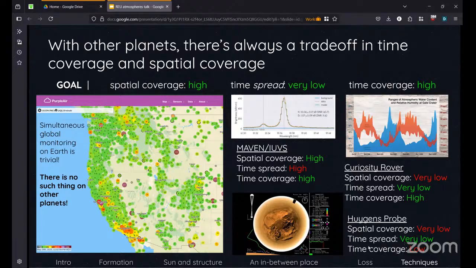So this is a constant challenge with studying other planetary atmospheres. It would be awesome to have a global weather sensor network on Mars or Titan or whatever, but there's a lot of technical and monetary challenges there.